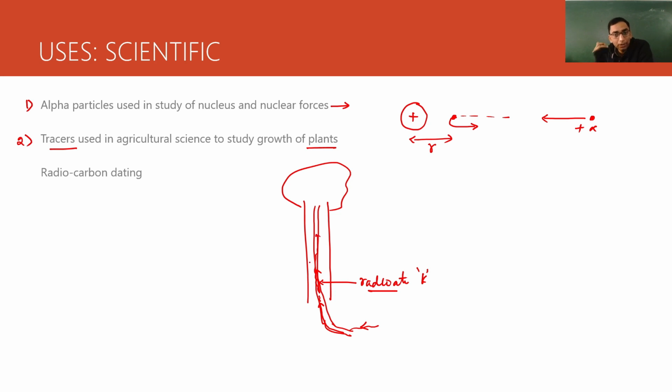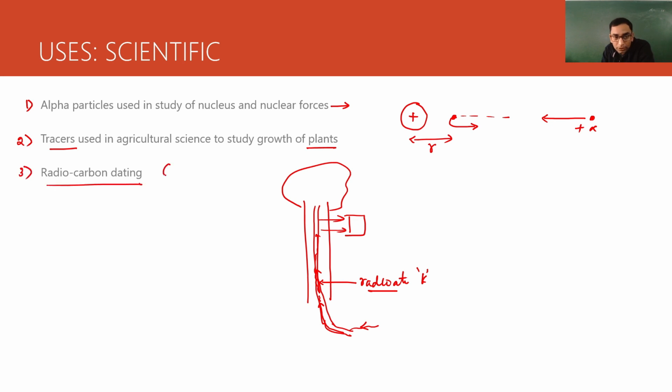We can find out in how much time, because there are detectors again. The detectors will take up the radiations coming from the radioactive potassium. The detectors keep on moving, so you will be able to find out in how much time the water climbs up from one area to another in a plant. All those things can be done.